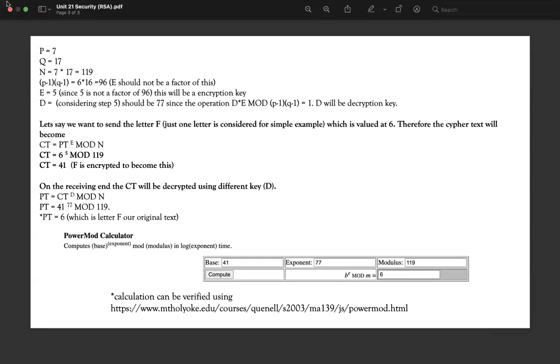Now let's see what's happening on the flip side, on the reverse side, when your data is being received and it has to be decrypted. On the receiving end, the ciphertext will be decrypted using a different key. As you remembered before, we have chosen D as 77 as our decryption key because it satisfies this condition.